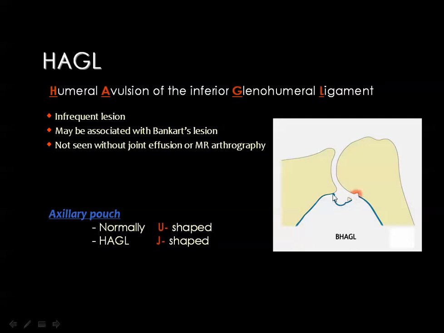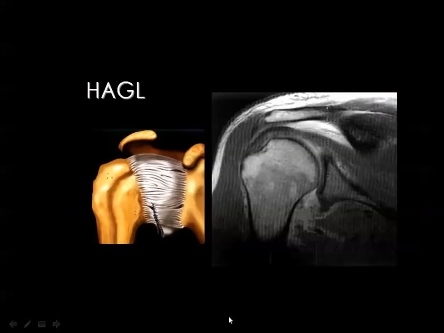Then there is a well-known injury which is known as HAGL, meaning humeral avulsion of the inferior glenohumeral ligament. And this is the inferior glenohumeral ligament. When it is avulsed from the humerus, it is known as HAGL. And when it is avulsed from the glenoid, it is known as GAGL. Then HAGL means avulsion of the inferior glenohumeral ligament from its humeral attachment, which is more common. And if the ligament is avulsed from the glenoid part of the scapula, it is known as GAGL. Normally, the inferior glenohumeral ligament will form a figure U, but if it is injured, it will appear like the figure J.